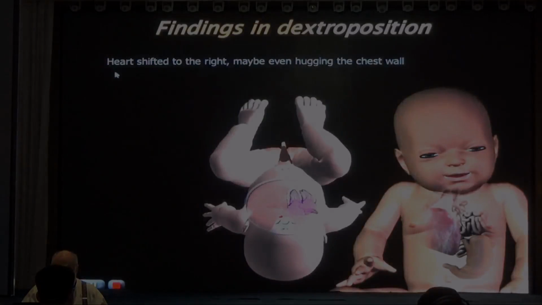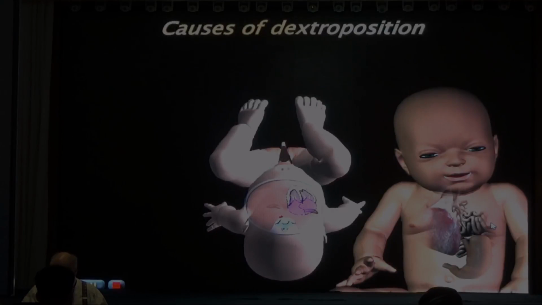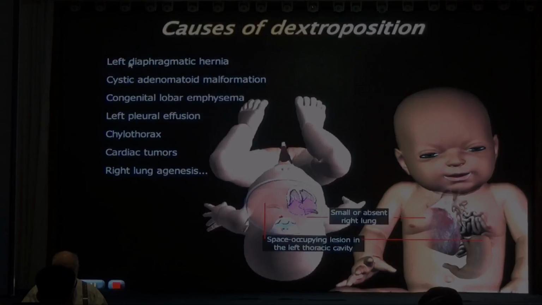Now, in dextroposition, the heart is shifted to the right, maybe even hugging the chest wall. So you're looking for a space-occupying lesion on the left side of the chest. And typically, what you're looking for is a left diaphragmatic hernia, a cystic adenomatoid malformation of the lung, congenital lobar emphysema, left pleural effusion, chylothorax, cardiac tumor, right lung agenesis.